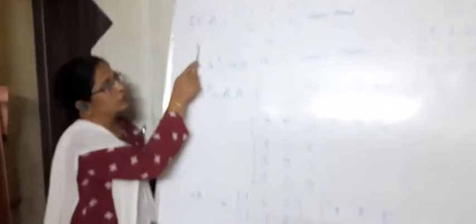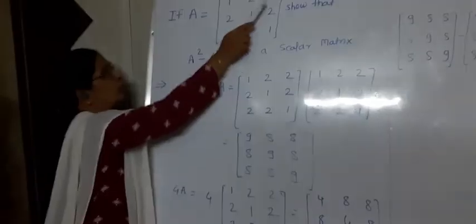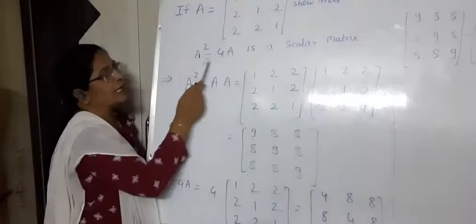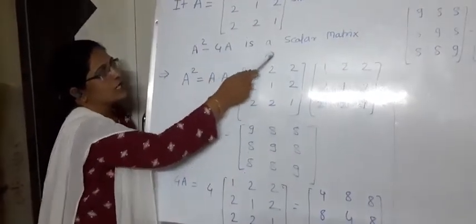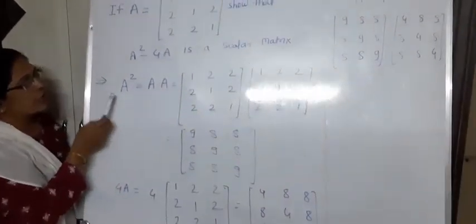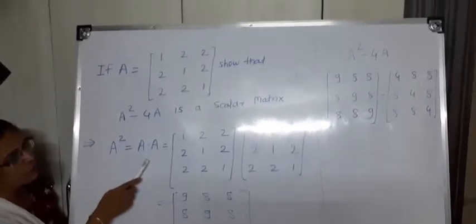So last lecture we have seen product of matrices. In this example we will use product of matrices. If A is equal to [1, 2, 2; 2, 1, 2; 2, 2, 1], show that A square minus 4A is a scalar matrix. So A square means A into A.